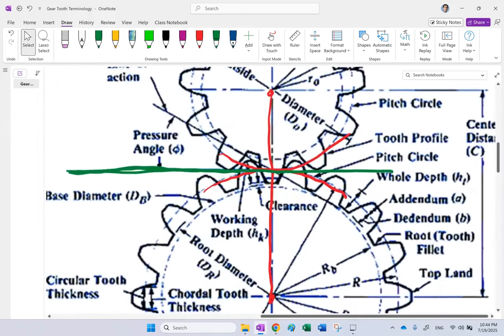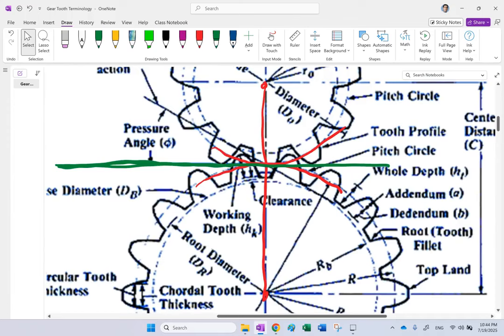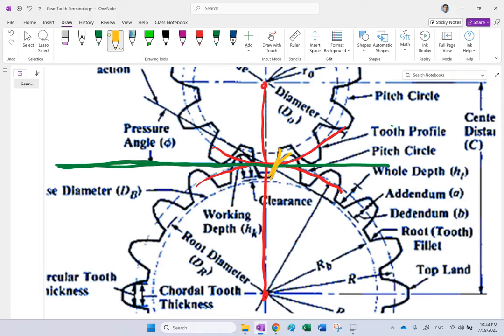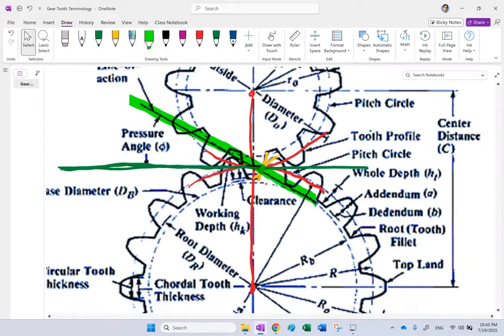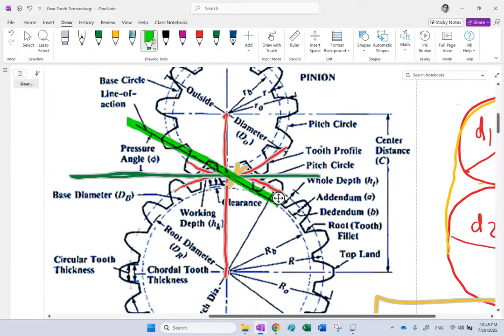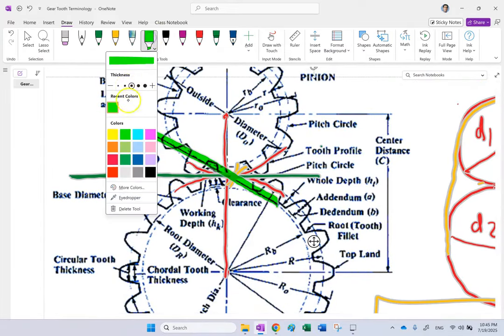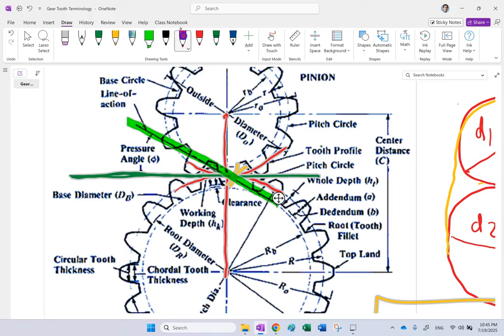On the other hand, when you look at these profiles that are touching each other, this profile and this profile, they are also curved. So there is a common tangent to them and there is a common normal to them. This line here is the common normal. This line is what we call the line of action. This is the line along which the normal force between the teeth is exchanged.